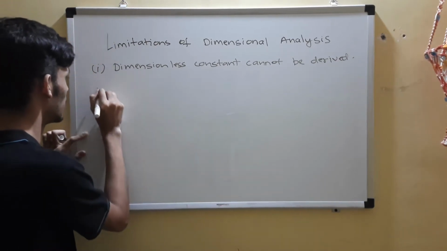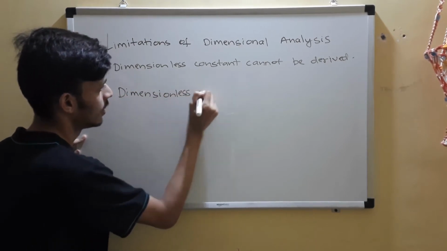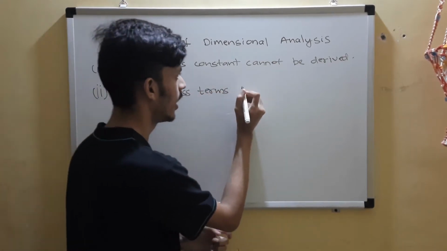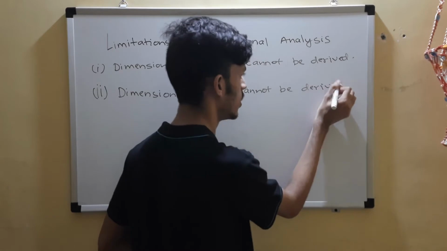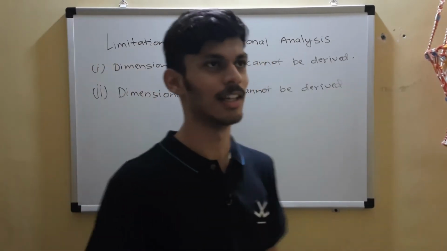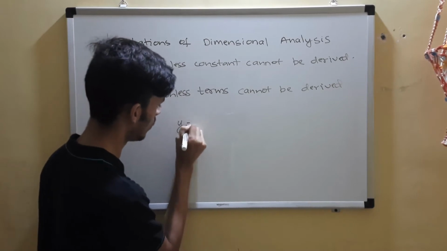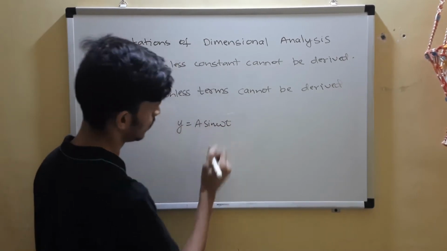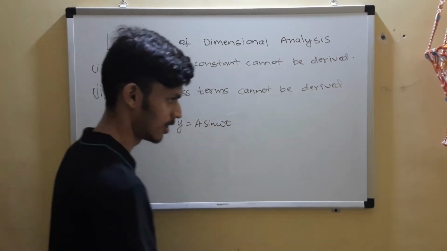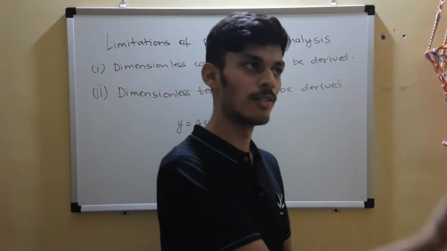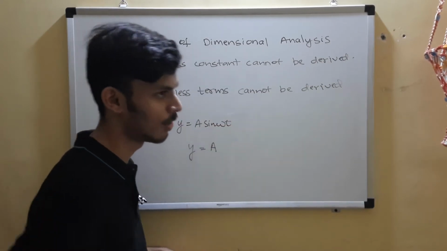Okay, second thing we can think of: dimensionless terms also cannot be derived. Dimensionless terms, what are those? Quickly recollect. If you have an equation which has dimensionless terms like trigonometric functions, sine, cos, tan, or your log function or exponential function. For example, let's say y is equal to a sine omega t. Through dimensional analysis, you won't be able to obtain this, right? Because this is dimensionless and has no dimension. If you go through dimensional analysis, you will reach the result y equals a, and the sine is lost since it does not have any dimensions.